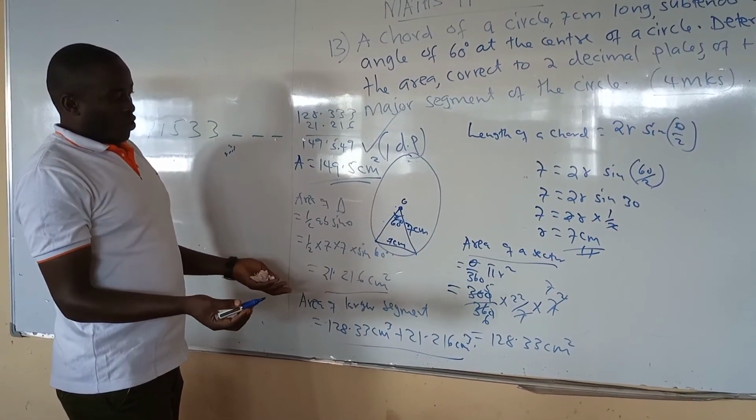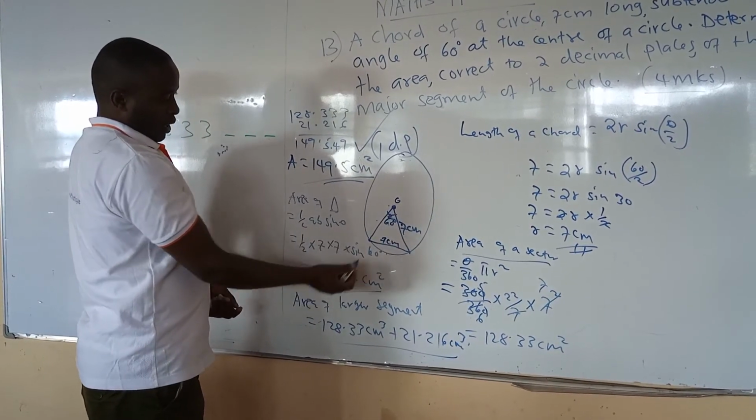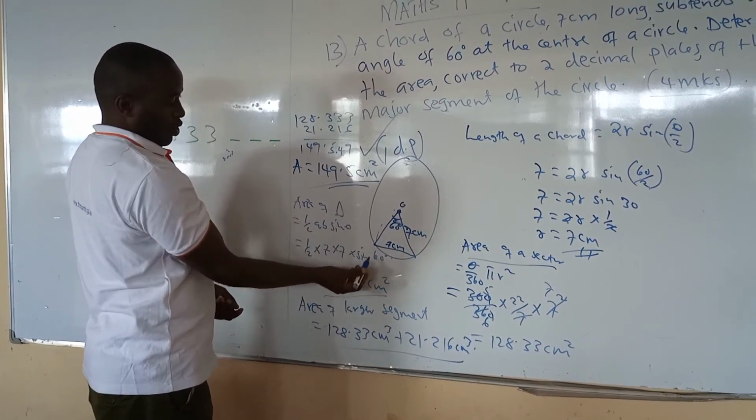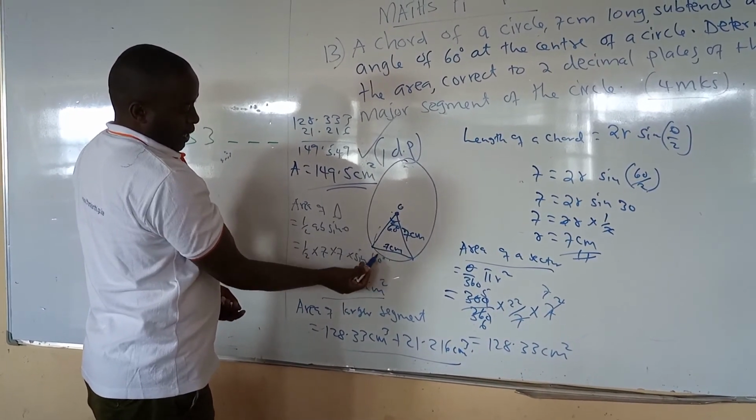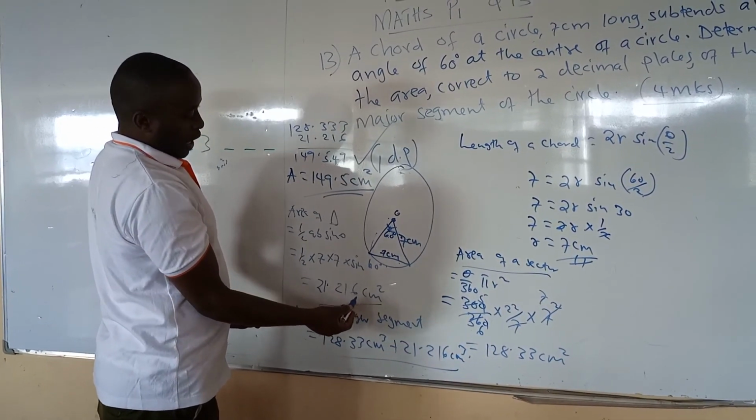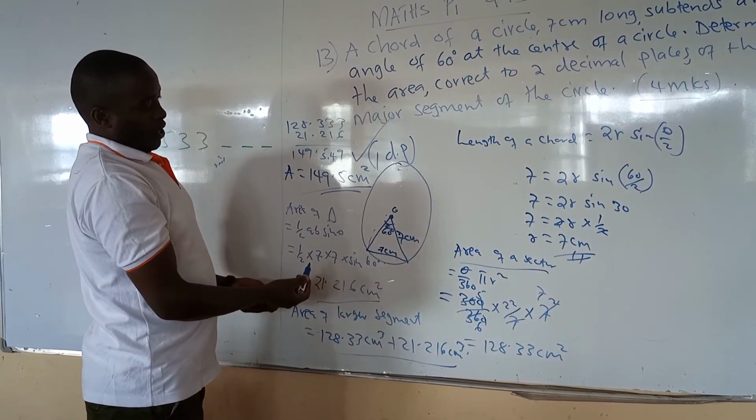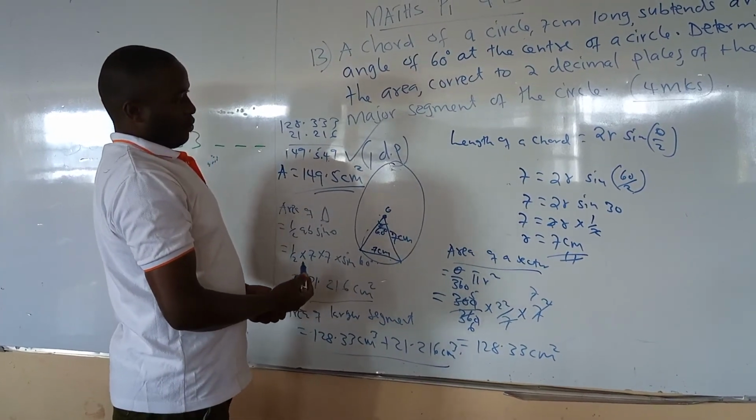There is another way you could have done it. If you bisect here, because this now becomes an isosceles triangle, you find 30 degrees here, and you have this 3.5, and you use SOHCAHTOA to find the radius. So that was one way of doing it, or you can go the route that I've used.